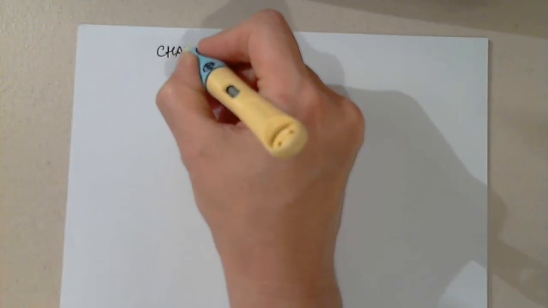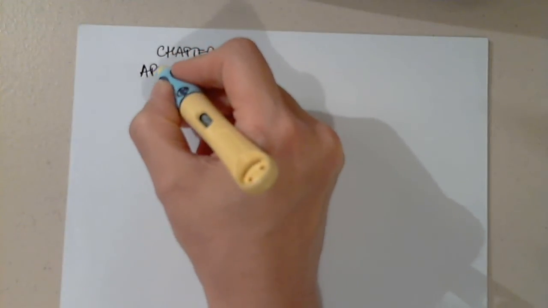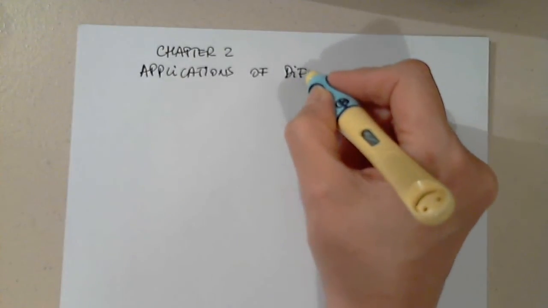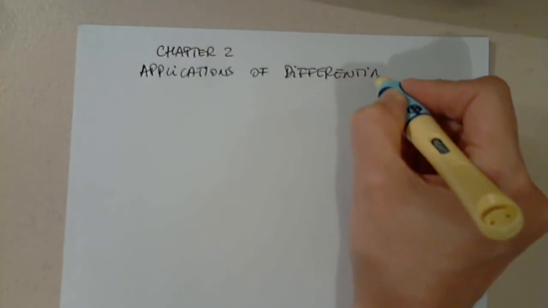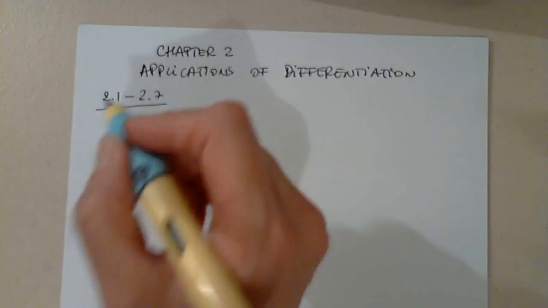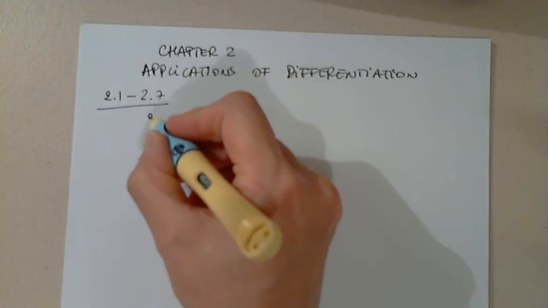Hello. We are looking at chapter 2 now, entitled Applications of Differentiation. And we start with 2.1. We're going to look at everything, so 2.1 through 2.7, all sections. We're not skipping anything here. Using first derivatives to find maximum and minimum values and sketch graphs. So that's 2.1.